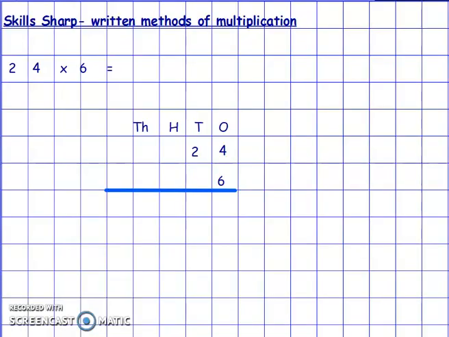Our Skills Sharp is asking us to rewind back to when we were doing written methods of multiplication. 2 digits times by 1 digit. Let's see if we can work on this together. Could you write this sum out in your book? Remember to do the place value headings, thousands, hundreds, tens and ones. The biggest number 24 goes on top and it's asked us to multiply it by 6. So 6 goes underneath. Use your ruler to draw the straight line. Press play when you're ready to work on this sum together.